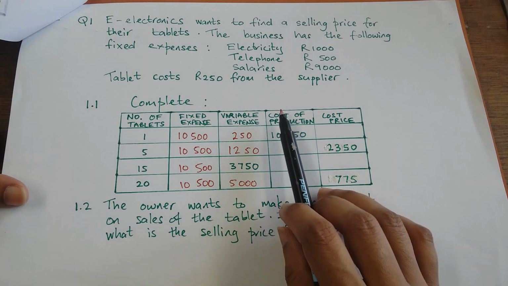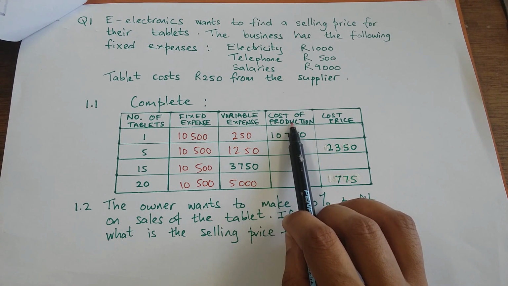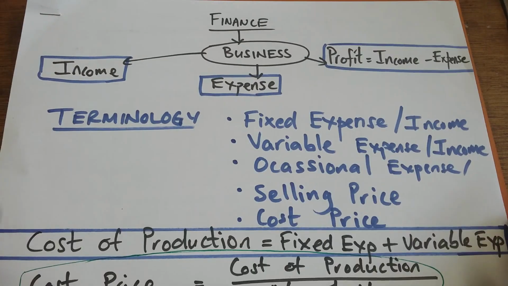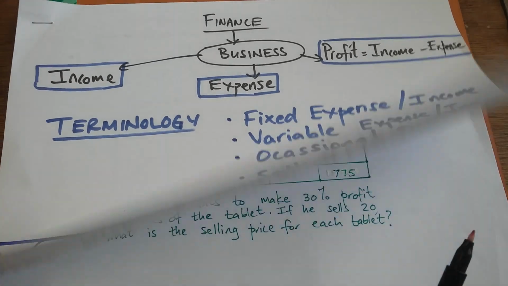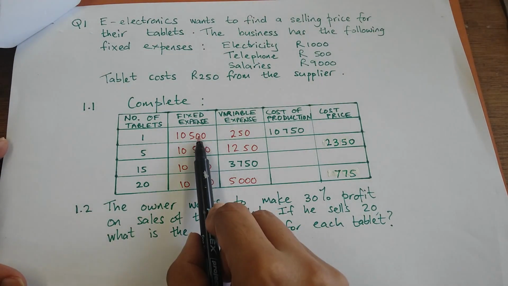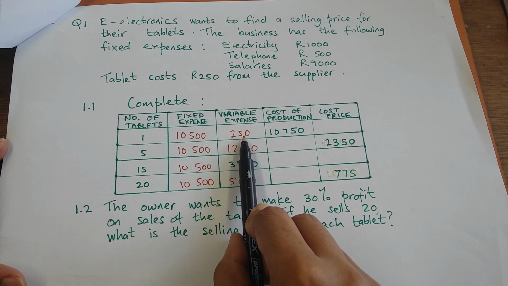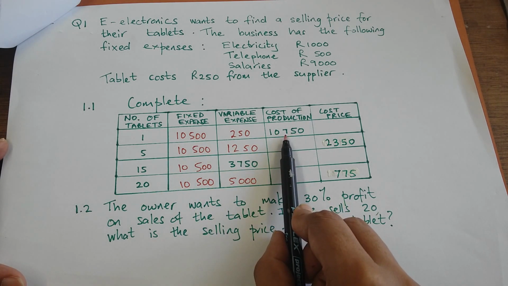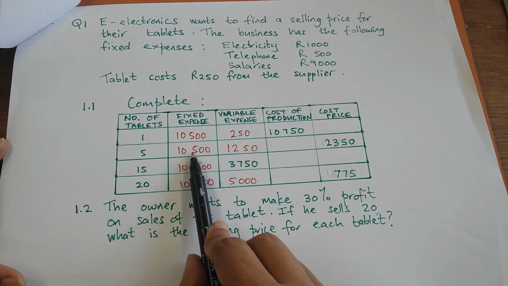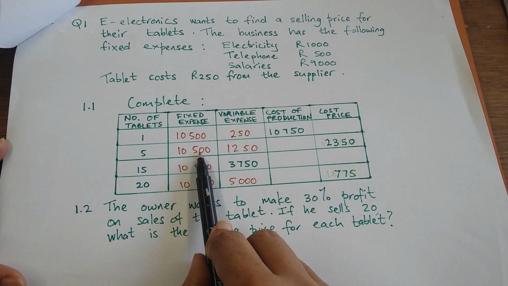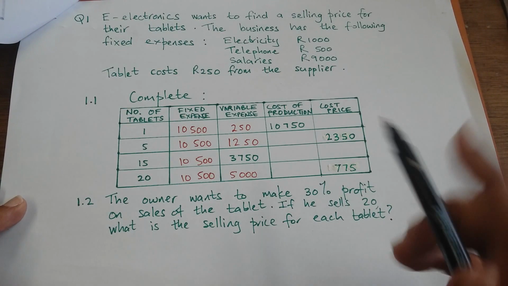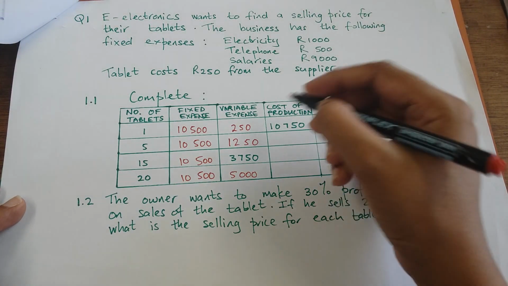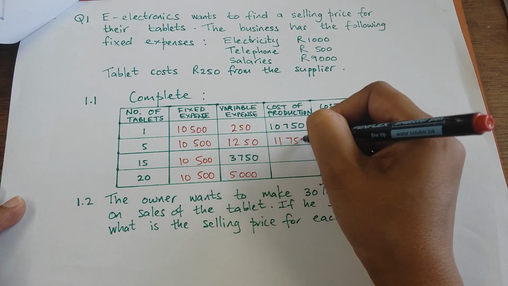Okay, next column is cost of production. So I'm going to remind myself, we go back to the equation. Cost of production is equal to fixed expense plus variable expense. So I'm going to take column 1, fixed expense, add it to 250, that gives me 10,750 Rands. Let's try for 5 of the items. We've got 10,500 plus 1,250. That gives me 11,750.